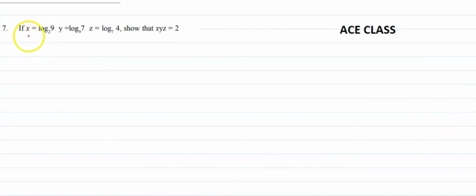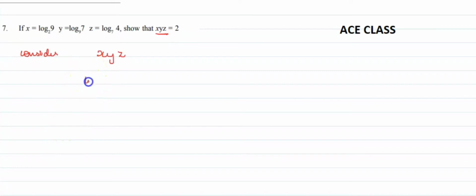If x is equal to log 9 to the base 2, y equals log 7 to the base 9, and z equals log 4 to the base 7, then show that x into y into z equals 2. Let me consider x, y, z. I'm just multiplying the terms because I have to prove that xyz equals 2. So that means I'm getting the left hand side, x into y into z.